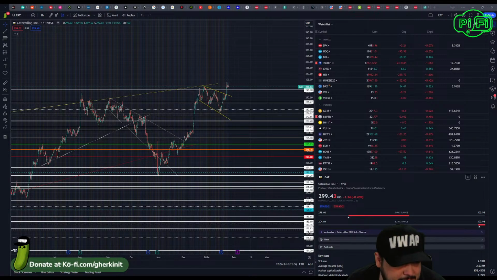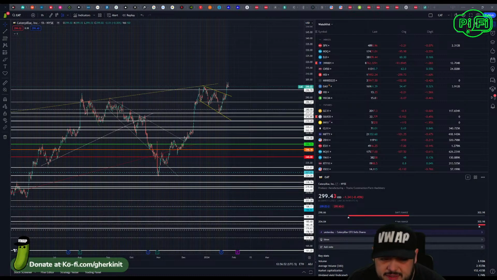So for Caterpillar, a little breakdown in call interest over the last like 4 days. Dealer Delta's moved net negative, but Gamma hasn't. So there's a short play here, but it's risky, as long as Cat is above 280, because the dealer's still positive Gamma.